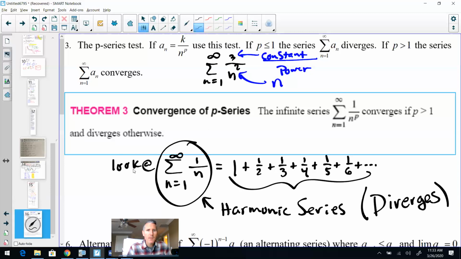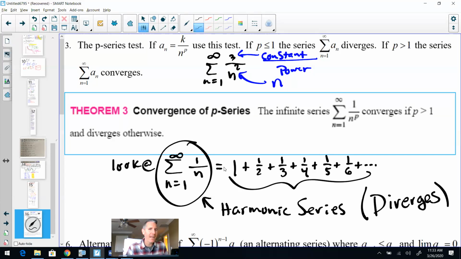I usually go over a big explanation, or a proof of why it diverges. But for now, just know this is known. It's a p-series where the p, or the power, is 1. That's known as a harmonic series, and that will diverge, okay?